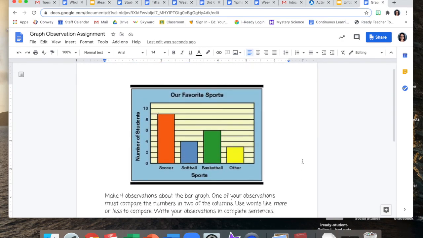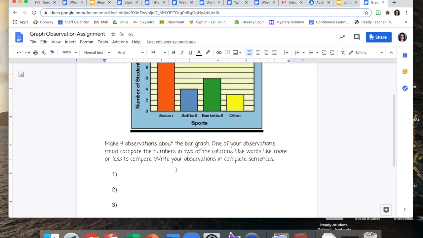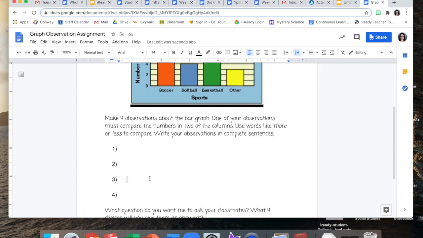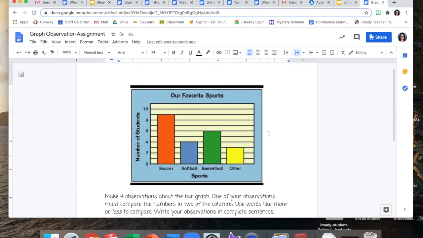Okay, so to sum up, if you have any questions about reading graphs or what the parts are, you can always come back to this video. You're going to use this graph and make 4 observations. Make sure you use complete sentences with capitals and periods, and at least one of them is a comparing sentence that uses words like more or less. Then down here, you come up with a question to ask your friends. That's all for now. I'll see you in the next video.